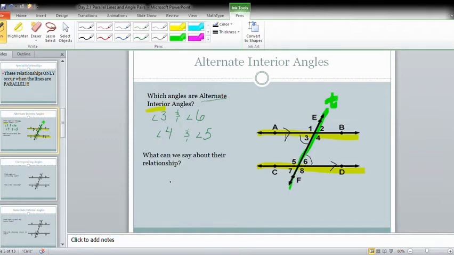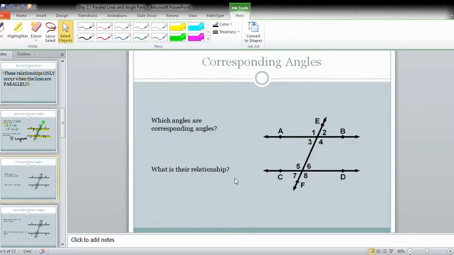So again, if lines are parallel, alternate interior angles are going to be congruent. So angle 3 and angle 6 are congruent, and angle 4 and angle 5 are going to be congruent. Again, only when lines are parallel. All right, let's take a look at another relationship. So we've got corresponding angles.